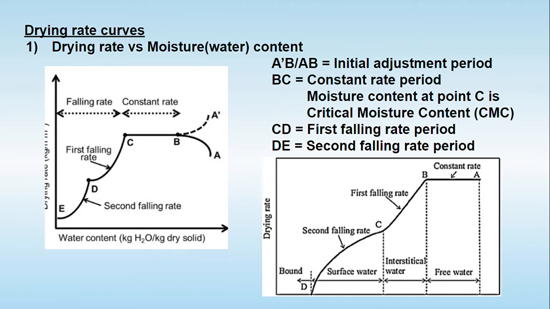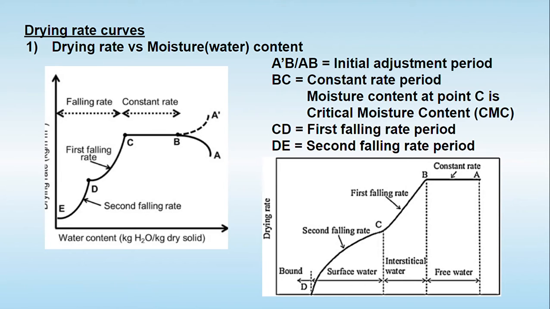Now after reaching point C, there will be the falling rate, meaning the actual removal of moisture will take place very fast. That falling rate period can be divided into two: the first falling rate period and the second falling rate period. The first falling rate period is C to D, and the second falling rate period is D to E in this case.